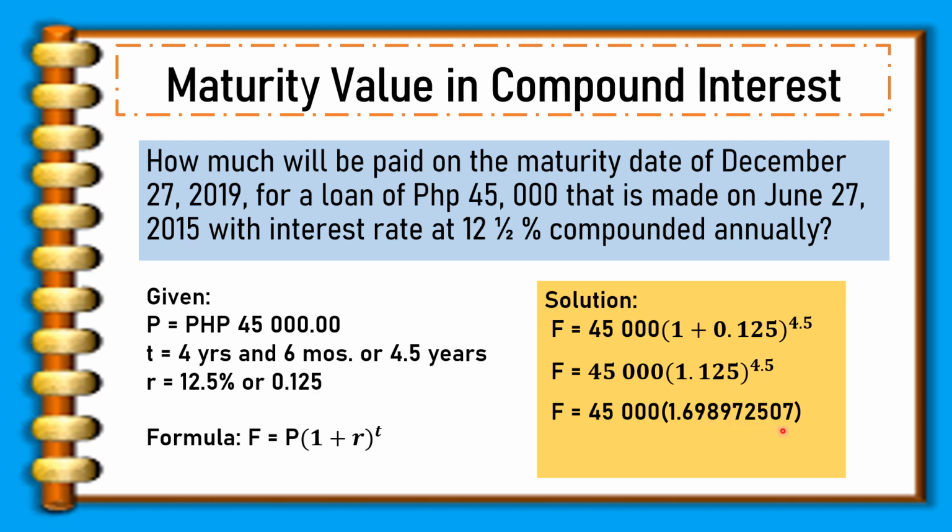1.69897257. So, as much as possible, list down all the values from this given number, and this will be multiplied to 45,000 pesos. And the maturity value is 76,453.7628. So after 4 years and 6 months, your money for your loan of 45,000 will yield 76,453.7628.